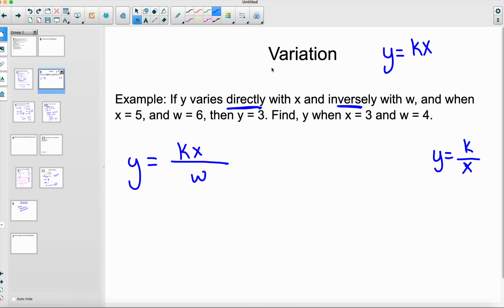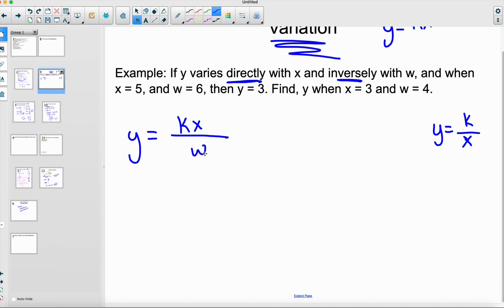So typically when they do variation problems, they say some variable is varying this way with another variable. Could be joint, could be direct, could be inverse by itself. And then they give you numbers. When this is equal to this, this is equal to this, this is equal to that. If that's true, then find this value. The idea is this is given to you to find k. What is the constant of variation?